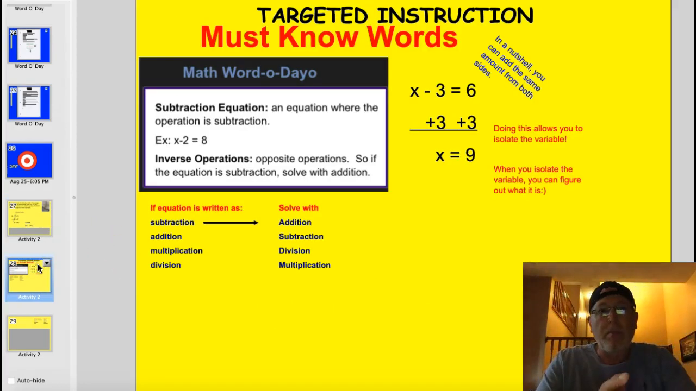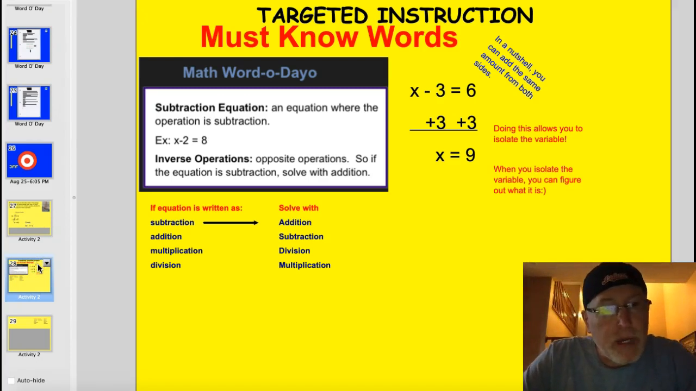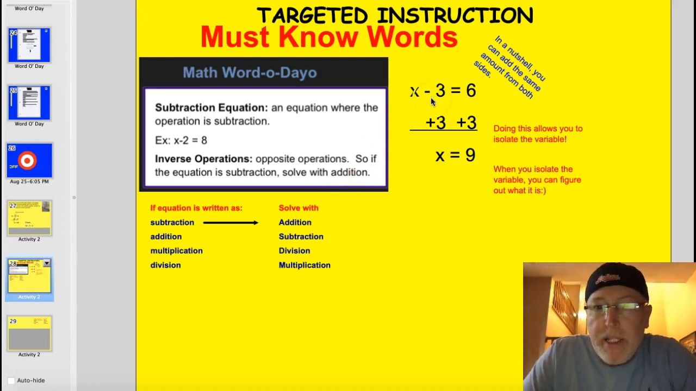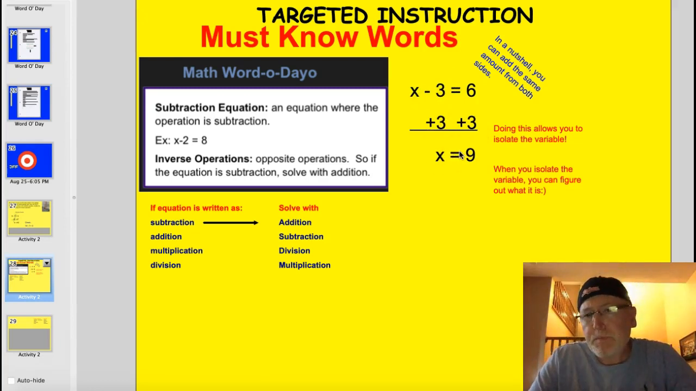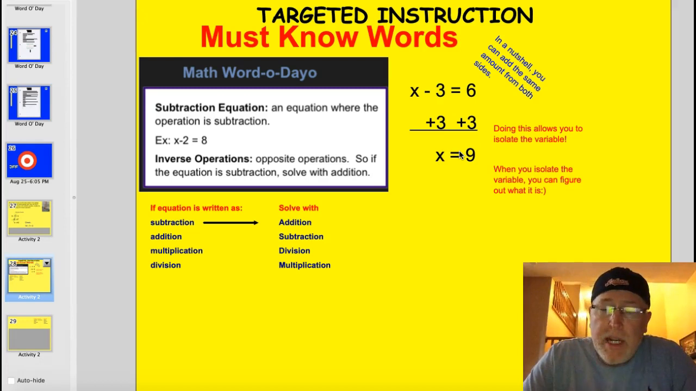Let's take a look at our must-know words tonight. Not much new. We've got subtraction equation. That's just an equation where subtraction is the operation, like x minus 2 equals 8, or x minus 3 equals 6. We solve them by isolating the variable and using the inverse operation. So we have subtraction, so we solve with addition. We add 3 to both sides. These guys cross off, we end up with x equal to 9.